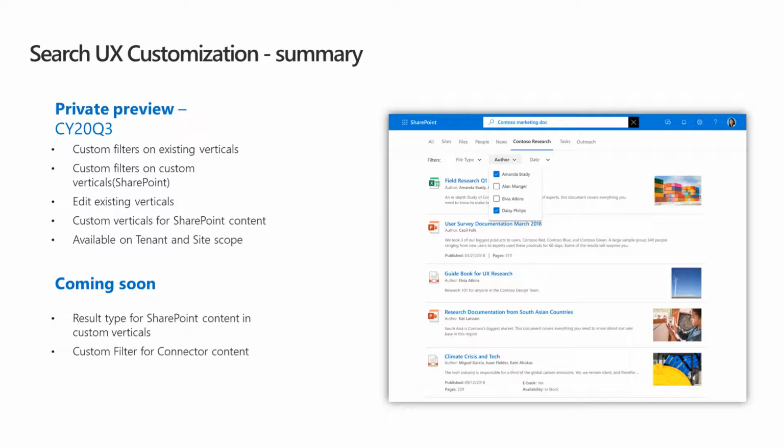They will be available on both tenant and site scope. There are also other things that we're continuing to work on, which at a high level are result type support for SharePoint content and custom verticals so that you can design your own layout, and also custom filter support for connector content. So these will also be coming up soon.